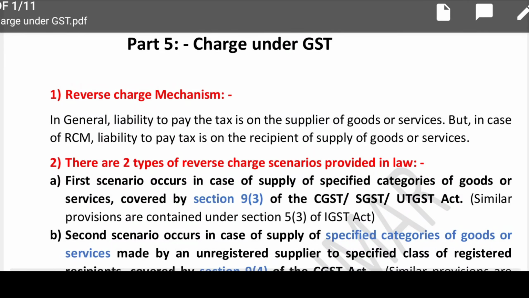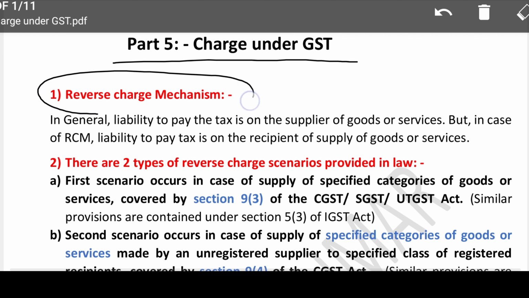In this video, let's move into the next part of the GST series, that is charge under GST. In this topic, we are mostly discussing reverse charge under GST. This is the most important and interesting topic. You will have good clarity over RCM after completion of this video. So don't skip anywhere. See it till the end of the video so you have a better understanding along with the examples. Let's move into the topic.